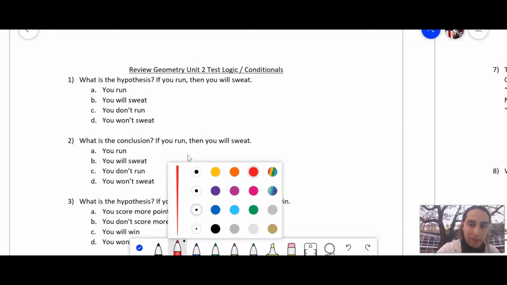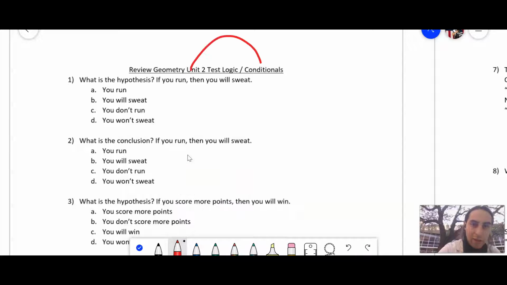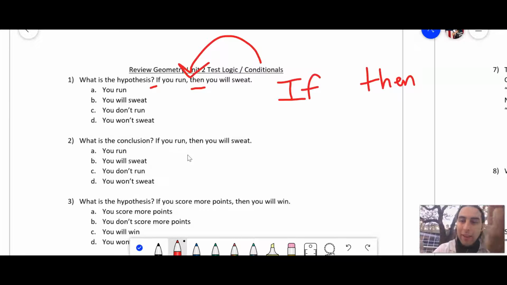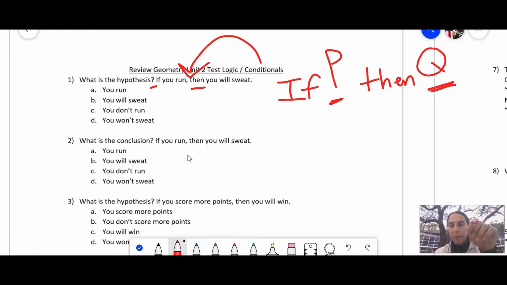Now remember, this right here is a conditional statement. This whole thing is called a conditional statement because it has if and then it has then. Anytime you see an if-then statement, that's a conditional statement. All right. So if you run, then you will sweat. Okay, that's conditional. Now, remember, if-then makes it conditional. The first part is what we call the P, and then the Q is at the end. Okay, if P, then Q.